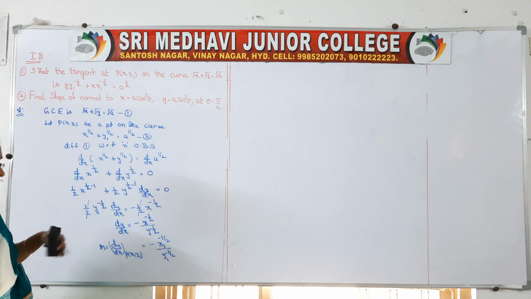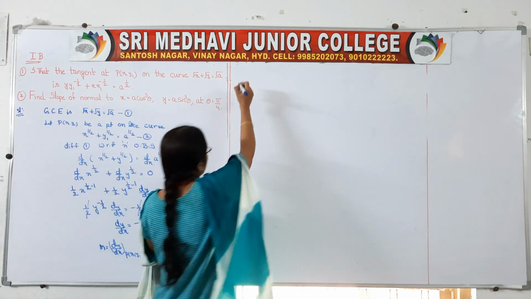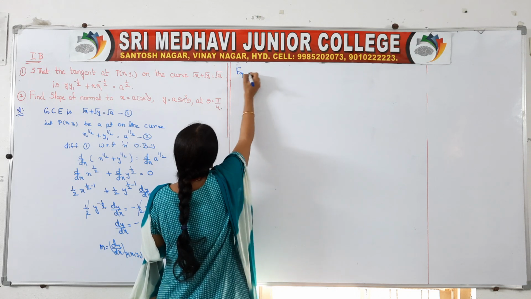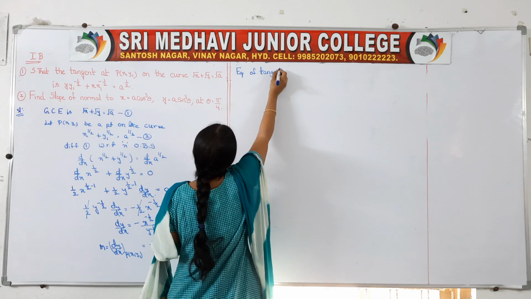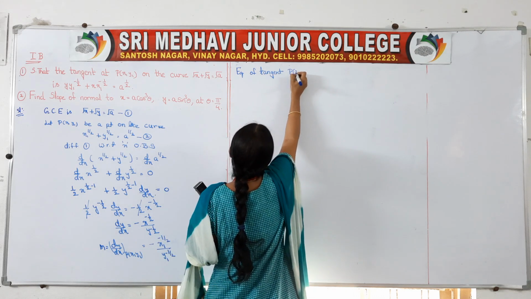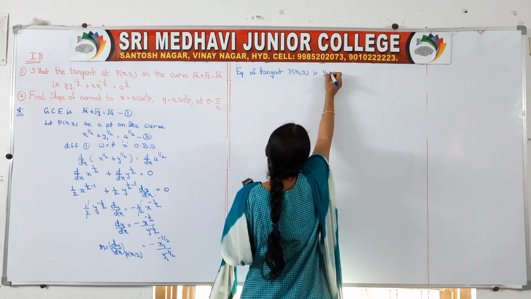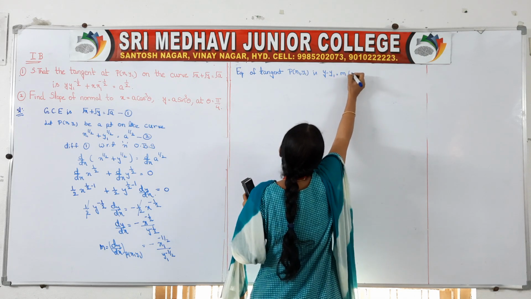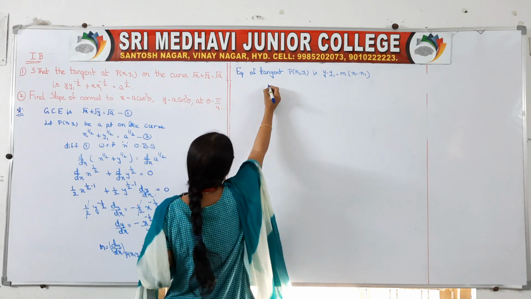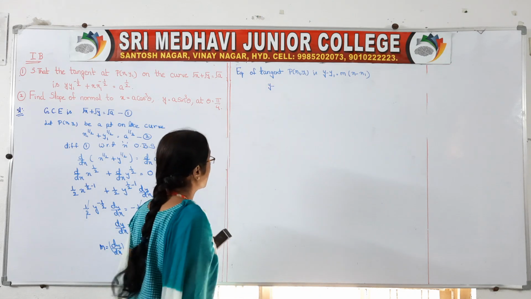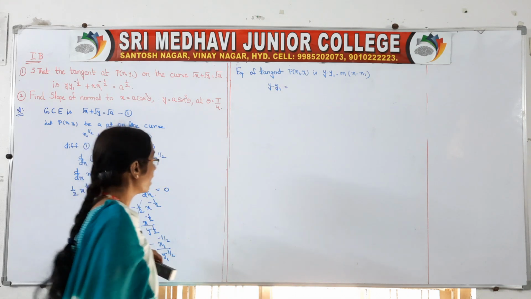Now you got your m value. So now you can write the equation of the tangent. You know the formula for the tangent at the point P(x1, y1): y minus y1 is equal to m into x minus x1. So now y minus y1 stays as it is, and what is your m value?